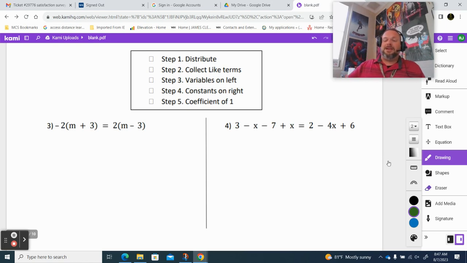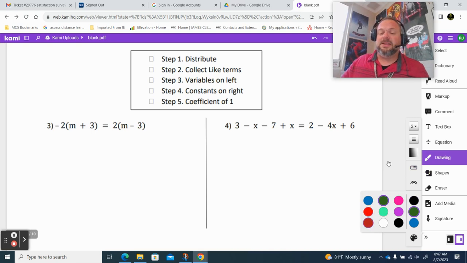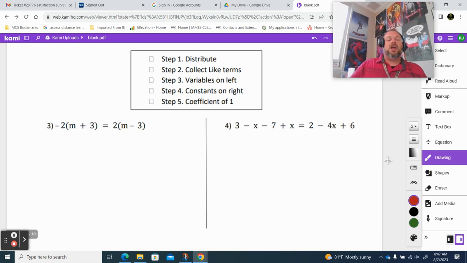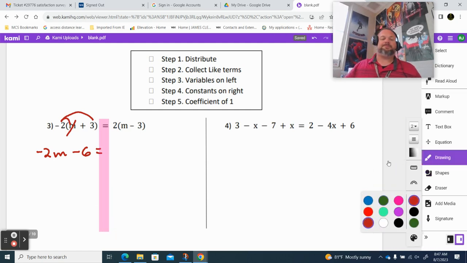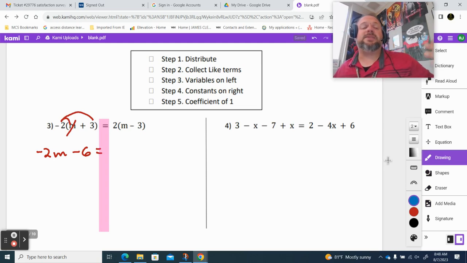All right. Now, let's do number 3 first. We are going to distribute. So I get a negative 2m, mark it out, negative 6. Ugh, I did not do the thing with the stuff, because that would help. This is one of those weird things where I actually need to distribute on both sides, okay? Take it a bite at a time, okay?